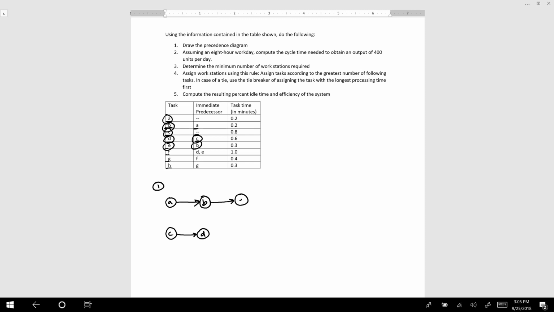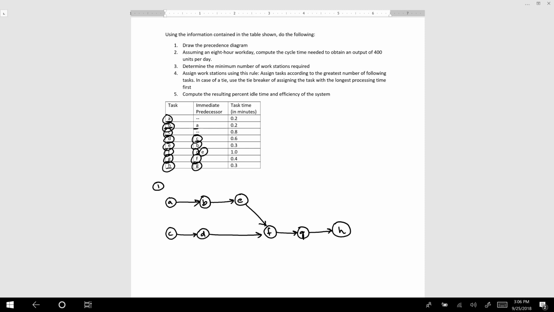So E will start after B. In order for F to start, both D and E should be finished. In order for G to start, F should be finished. In order for H to start, G should be finished. So this is how our precedence diagram looks.